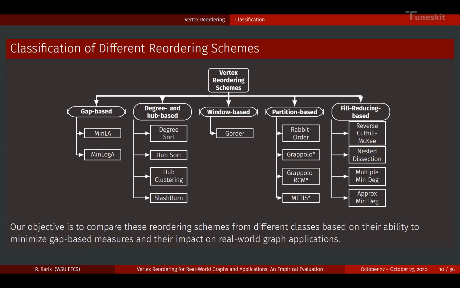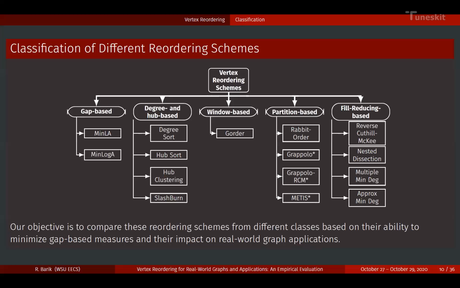G-order is a window-based approach which slides a window over the vertex array and optimizes for a score that takes into account the neighborhood and sibling relationships among the vertex pairs in that window. Partition-based ones are actually graph partitioning or community detection tools which have been repurposed to generate an ordering. While the fill-reducing ones have the objective of generating an ordering that tries to concentrate the non-zeros in the adjacency matrix of a graph near the diagonal of that matrix.